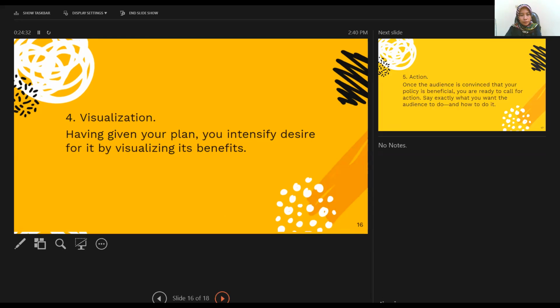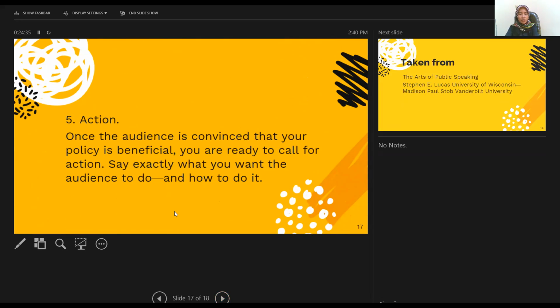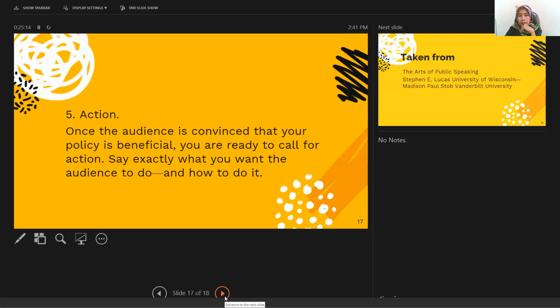Kemudian action. Once the audience is convinced that your policy is beneficial, you are ready to call for action. Say exactly what you want to the audience to do and how to do it. Nah, in order to make it clear, also you can add some information about if you call for action, how to do the action, kemudian what action that needed to solve the problem, need to be done, apa gitu. Caranya jelas, kalian juga bisa mendeskripsikannya nanti di speech kalian. Kemudian I think that's going to be the last one.